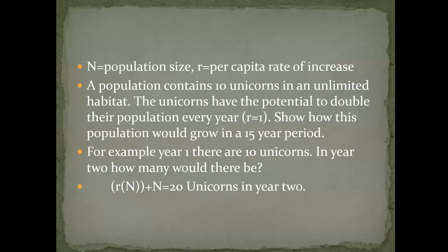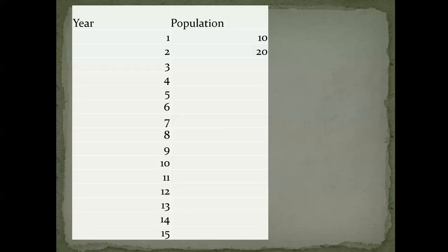For example, in year one, there are 10 unicorns. In year two, how many would there be? As we said, what we do is we take that growth rate and multiply it by the current population size. The growth rate is 1, and the population size is 10, so 1 times 10 is 10, and we add that to the current population size of 10. So next year we have 20 unicorns.